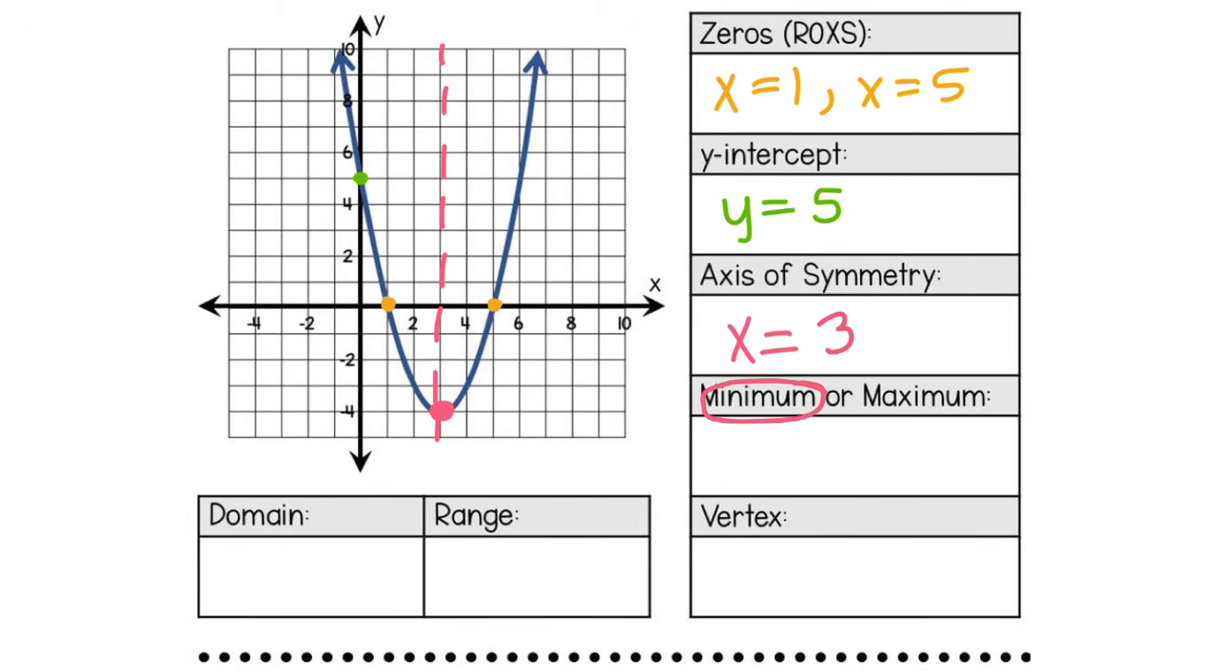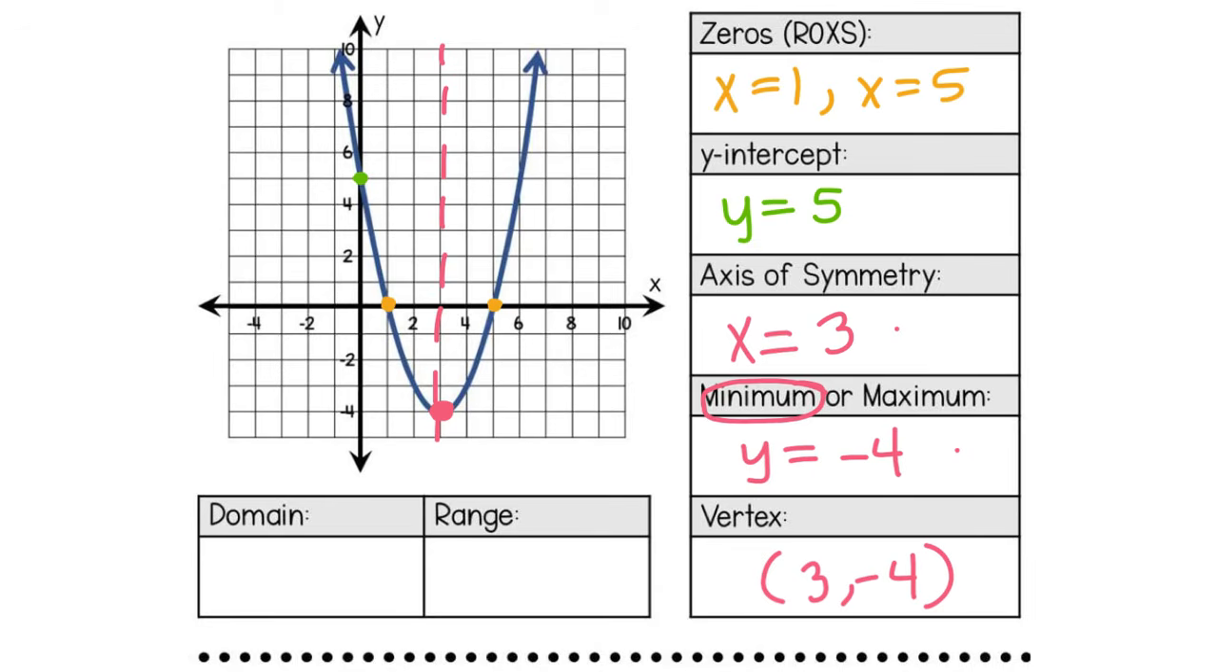And we're going to write it just the value. So we look at our y-axis, kind of go across. The lowest that it ever is at is -4. So for vertex, you just got to put these two numbers together, 3, -4. So 3, -4. Okay, last, domain and range.